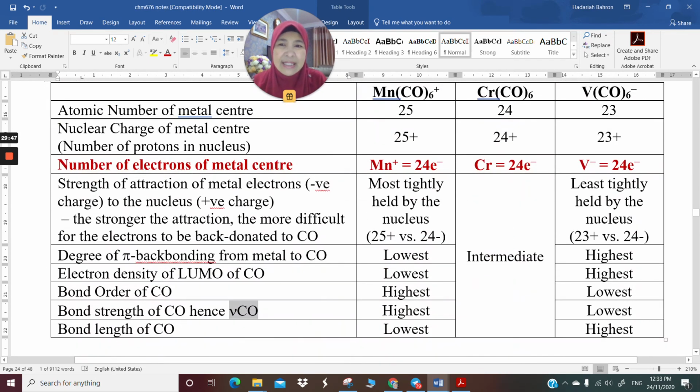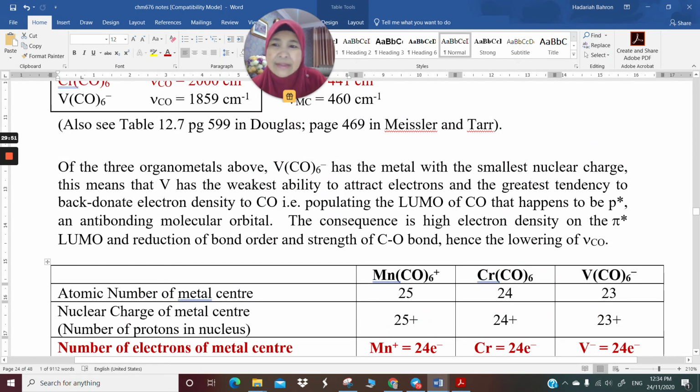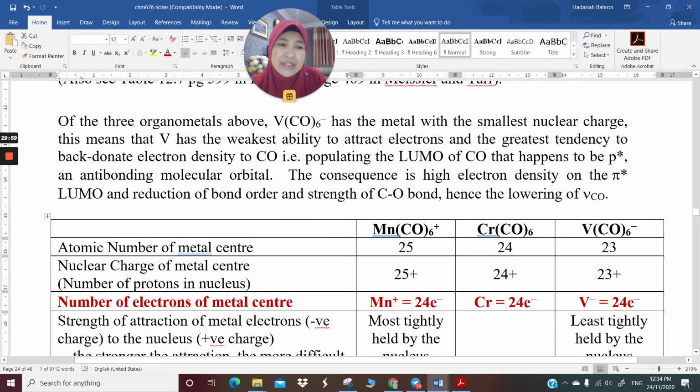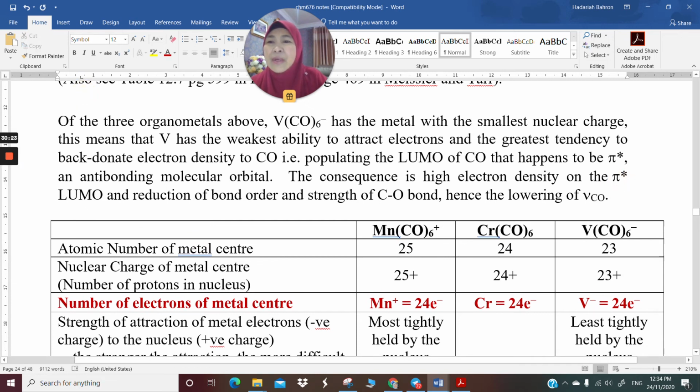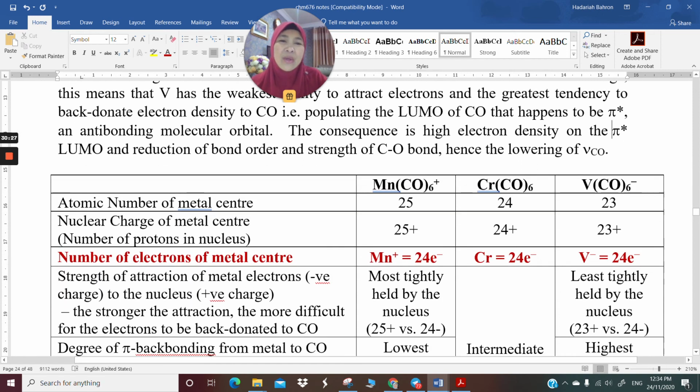So once you understand this table, we're going to be able to read this paragraph quite effectively. VCO6 minus has the metal with the smallest nuclear charge. Here is the smallest nuclear charge. That means vanadium has the weakest ability to attract electrons and the greatest tendency to backdonate electron density to CO, i.e. populating the LUMO of the CO that happens to be pi antibonding, which is an antibonding molecular orbital. The consequence of high electron density on the pi antibonding LUMO and reduction of bond order and strength of the CO will lower the nu CO, because the frequency is directly proportional to energy, right?